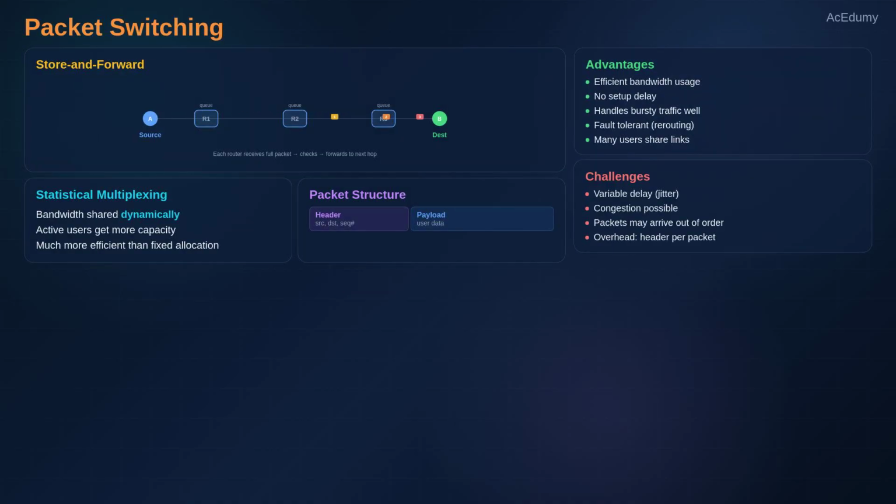Now let us explore packet switching. In packet switching, data is divided into small units called packets. Each packet contains a header with the destination address, sequence number, and other control information. Packets are sent independently through the network. Each node, called a router, examines the packet header and forwards it to the next node based on routing tables. This is called store and forward. The router receives the entire packet, stores it briefly, checks for errors, and then forwards it. Different packets from the same message may take different paths and arrive out of order. The destination reassembles them correctly using the sequence numbers.